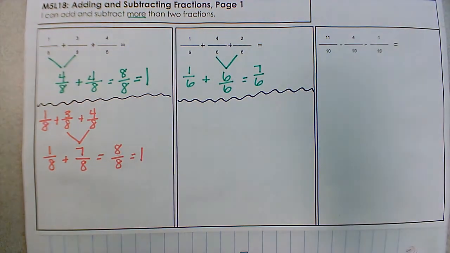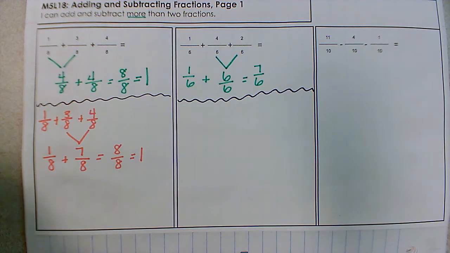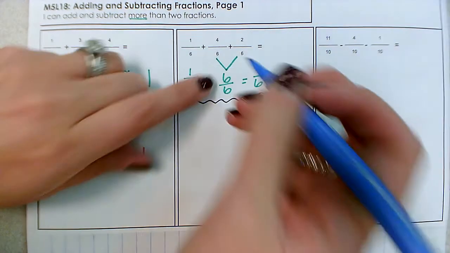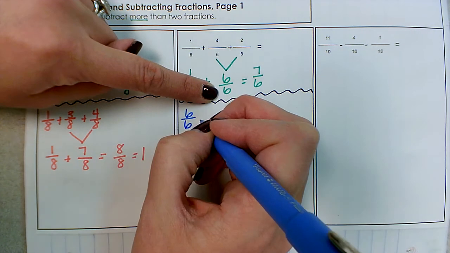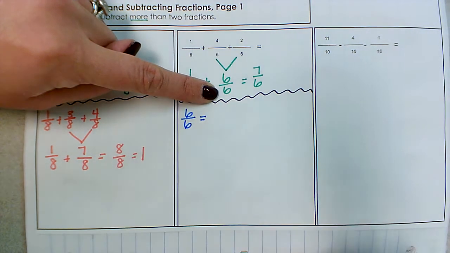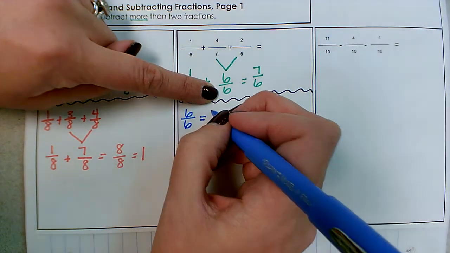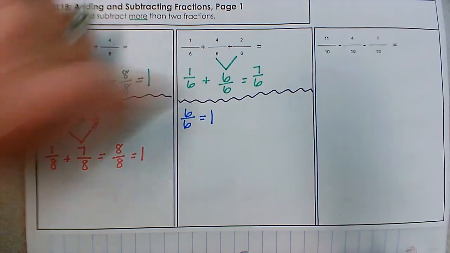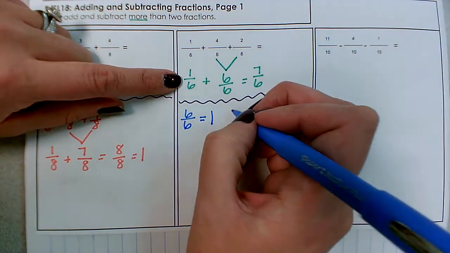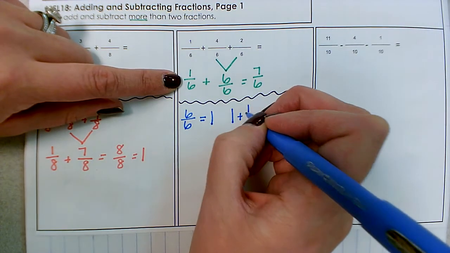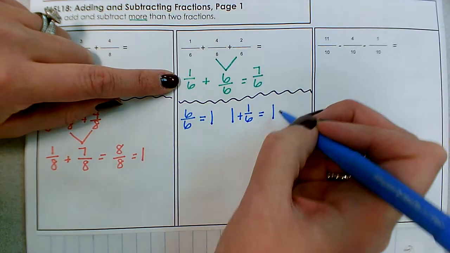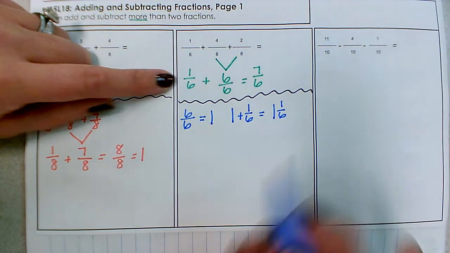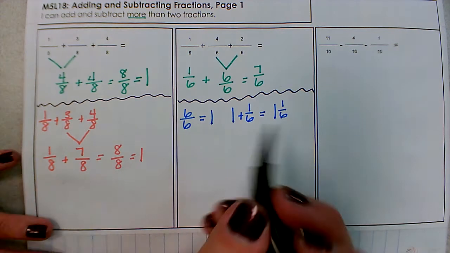Okay. But now I know another way I can solve it is to say, okay, let's combine these two again, and I get 6/6. But I know that 6/6 is the same thing as 1 whole. And now I can bring down 1 whole plus that leftover 1/6 equals 1 and 1/6. So there's another way I could write it.